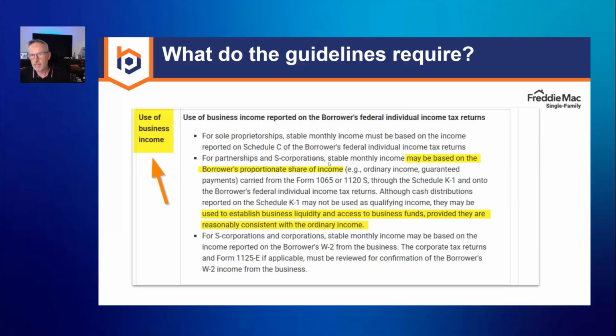So back up to it. Maybe use your ordinary income, guaranteed payments, which are carried from the 1065 or 1120, that's through the K-1, right? The cash distributions are not used as qualifying income, but they may be used to establish business liquidity. I can't say liquidity today. I must need more caffeine. So you can see they clearly outline it here.